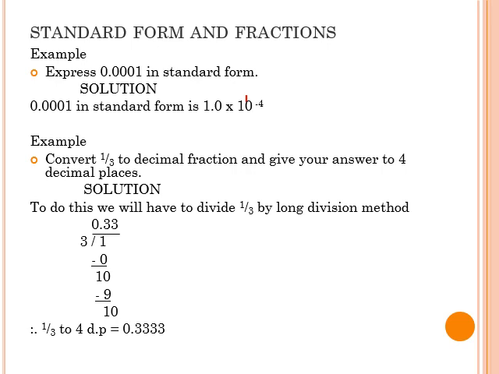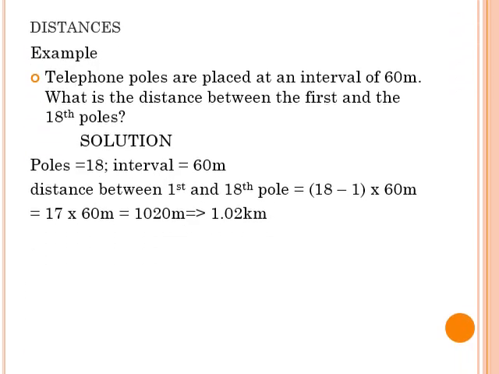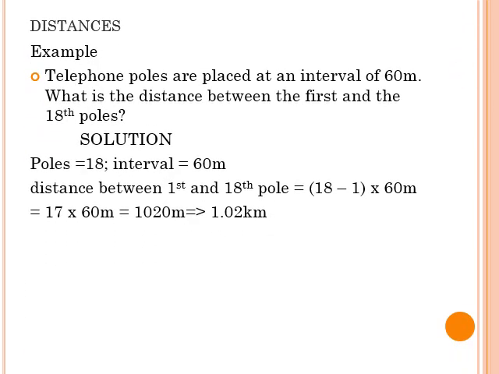So we'll just stop here and write it to 4 decimal places. 1 over 3 to 4 decimal places is 0.3333. That is our answer. Good. Let's move on to distances.